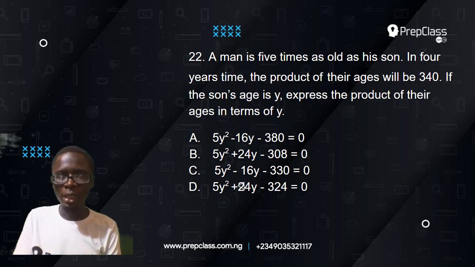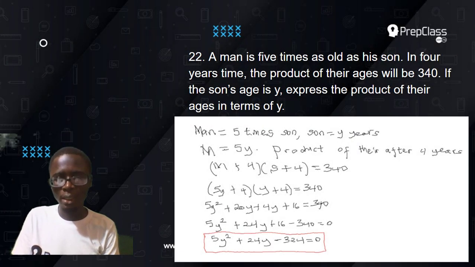So proceeding to the next slide to see how this can be done, let's look at this sentence. A man is 5 times as old as his son. This is a man, and is, which is our equality sign, 5 times his son. So if we say that the son is y years, it simply means that the man is 5y years. Okay, now I'm proceeding ahead.